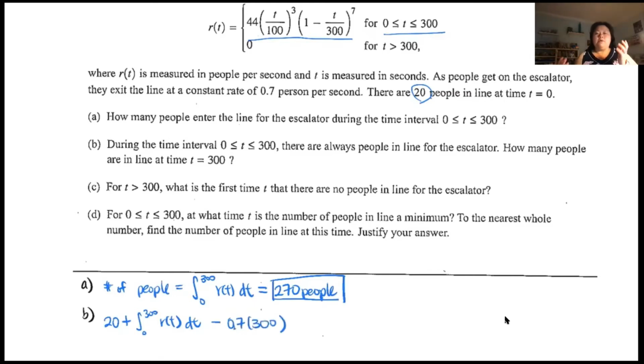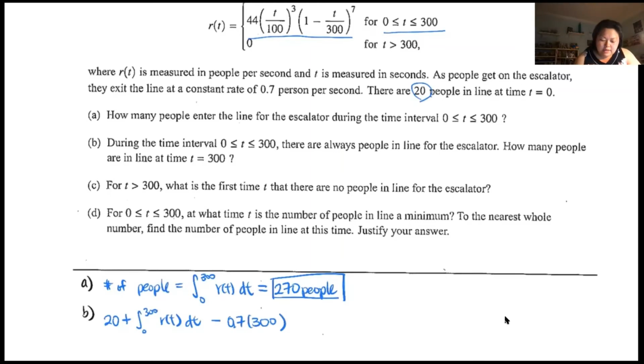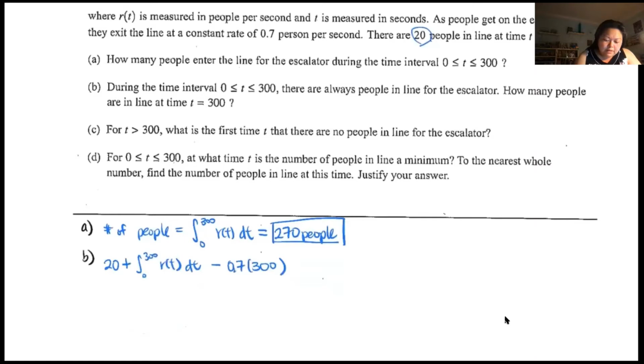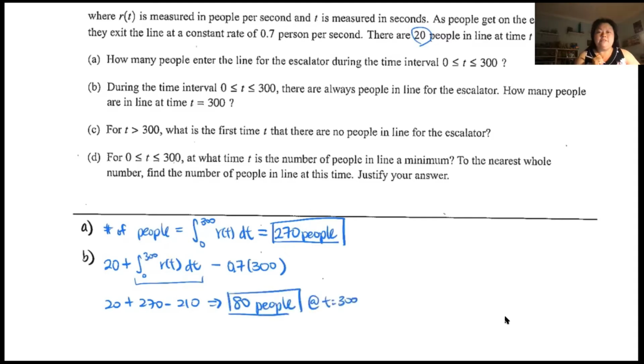So how many people are in line at the end of 300 seconds? We have the integral from part A, so that's 20 plus 270 minus 0.7 times 300, that's 210. So it gives me 290 minus 210, that's 80. So 80 people are still in line at t equals 300 seconds.